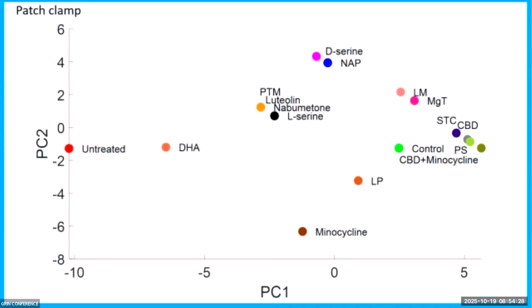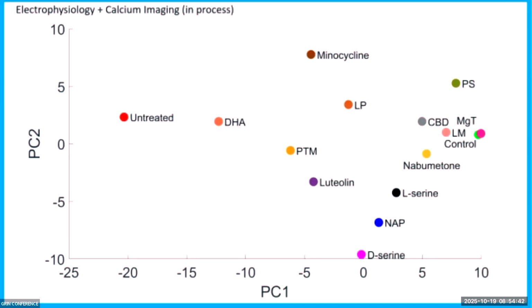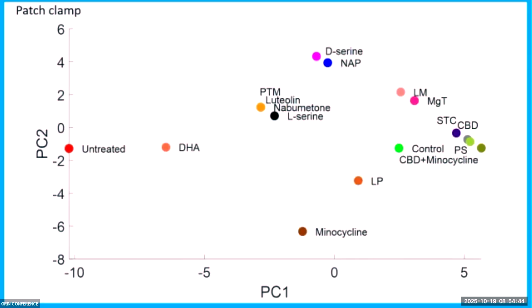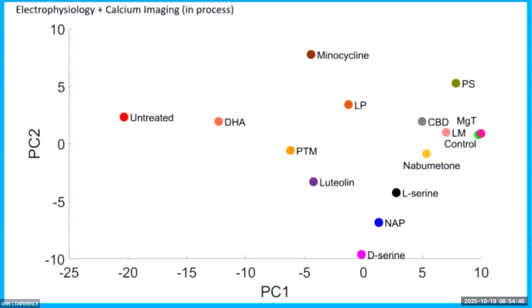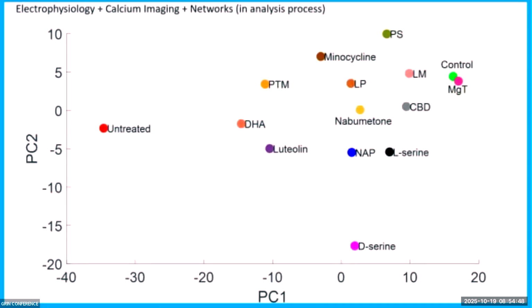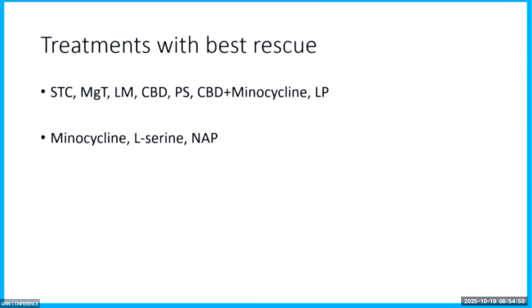So we can see here the drugs that worked. I can say that some of the drugs worked for all the patients. Some are more specific to a specific patient, a specific mutation. So this is the patch clamp fully analyzed, calcium imaging, and the network still in analysis. And the treatments with the best rescue for this, this is the missense mutation.